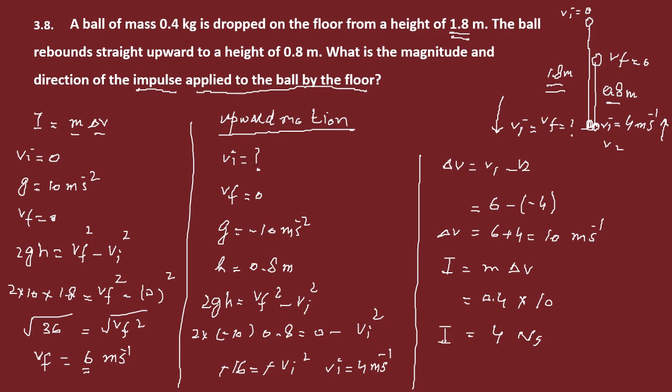So the change in speed can be calculated as the difference of these two speeds. 6 minus minus 4 will be 10. So the change in speed will be 10 meter per second. The impulse is mass times the change in speed, 0.4 times 10, which will give us 4 Newton second.